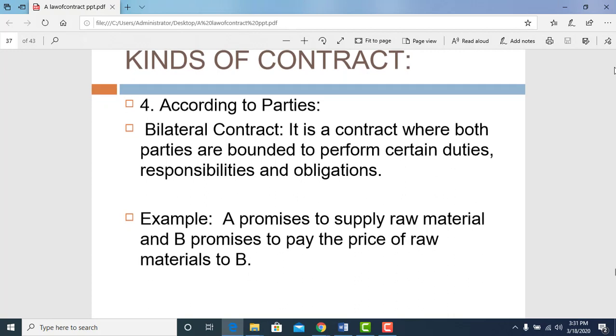According to parties, bilateral contract. It is a contract where both parties are bound to perform certain duties, responsibilities, and obligations. A promises to supply raw material and B promises to pay the price of the raw material to A.